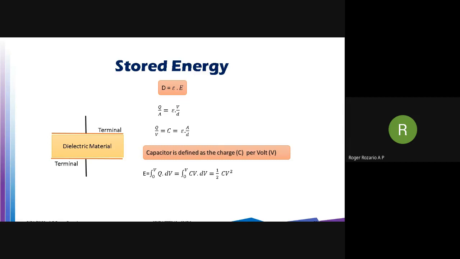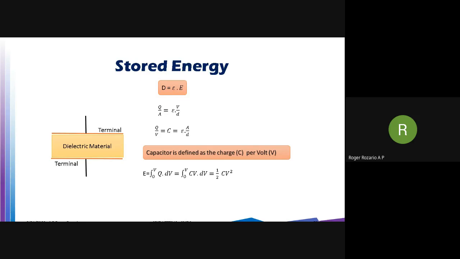Coming to the energy, what is energy? Energy is nothing but the work done to separate the charge through the potential V. There are charges between the two terminals. We need to separate these two charges against the voltage V. So energy is nothing but the work done to separate the charge through the potential V. So E is nothing but integral of 0 to V Q into dV.